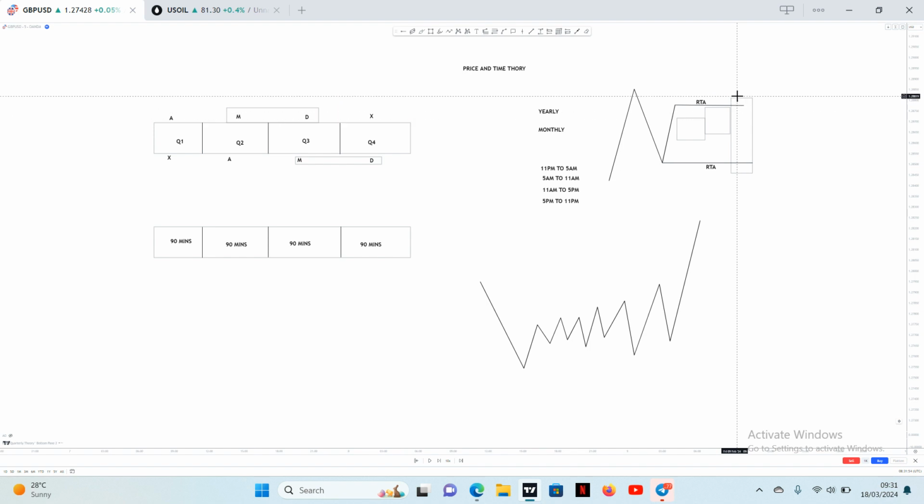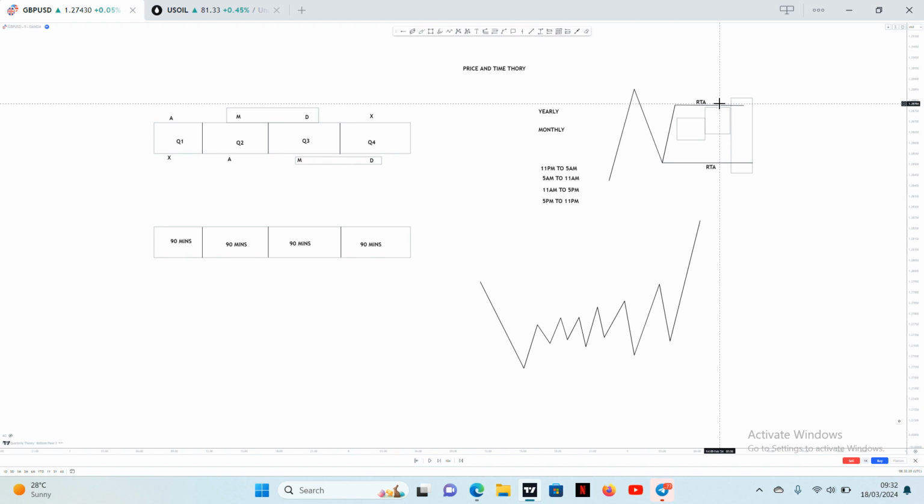If price now manipulates this high, we look for sales and then write it down. If it now takes this other one, we look for buys because we are still at manipulation phase. If it manipulates this one, we look for buys because the fourth quarter is now supposed to be the distribution phase. So what I'm trying to say, I don't know if what I'm saying is making sense.